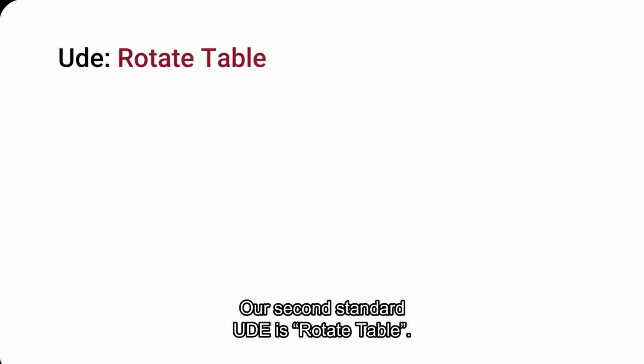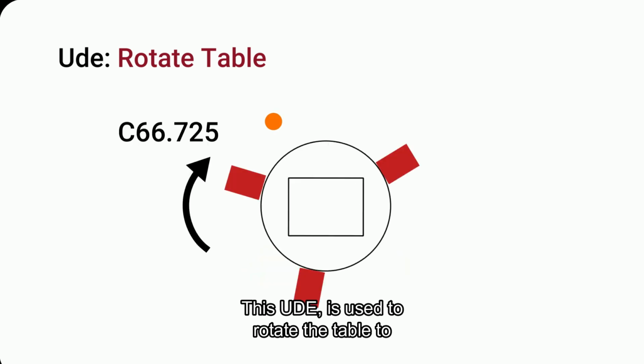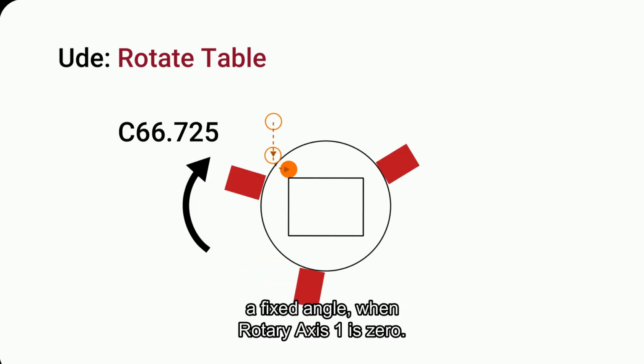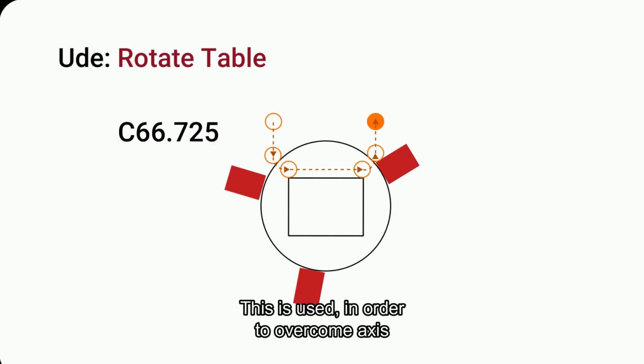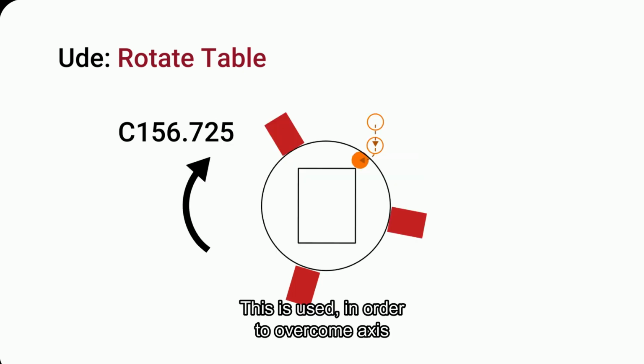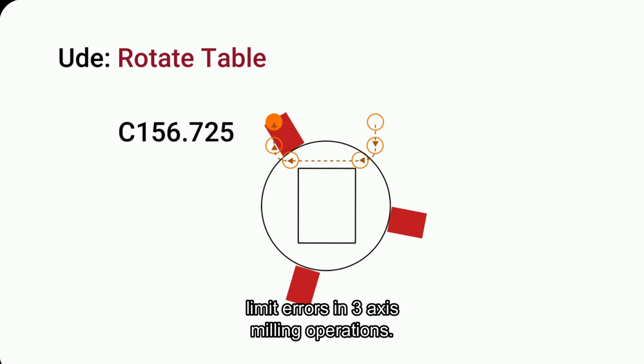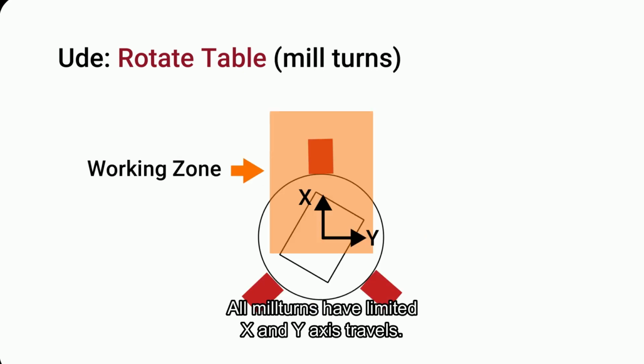Our second standard UDE is rotate table. This UDE is used to rotate the table to a fixed angle when rotary axis 1 is 0. This is used in order to overcome axis limit errors in 3-axis milling operations. All mill turns have limited X and Y axis travels.